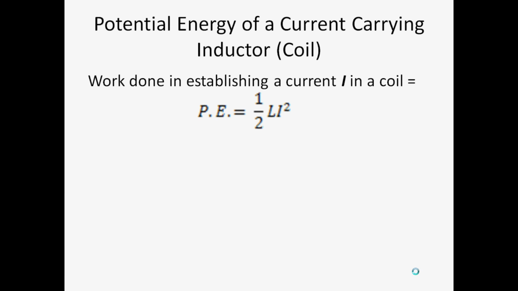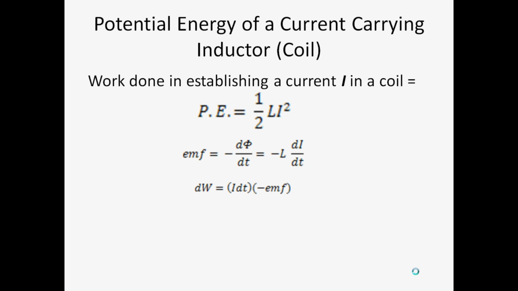So first we will derive the expression for potential energy of a current carrying inductor coil, which is PE equal to half Li square, where L is the self inductance of the coil and I is the current established in the coil. We start with Faraday's law of electromagnetic induction, according to which the EMF induced in a coil is equal to the negative time rate of change of the magnetic flux phi linked with the coil. So EMF is minus L di by dt.